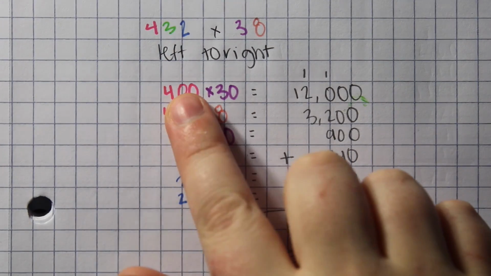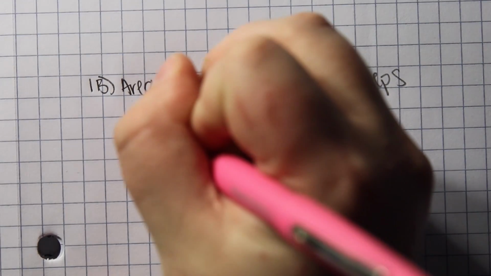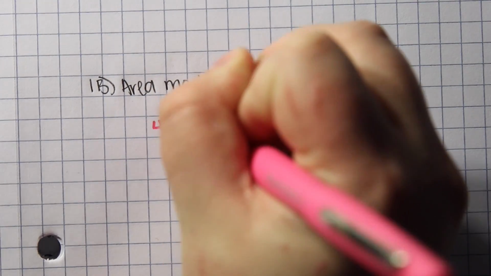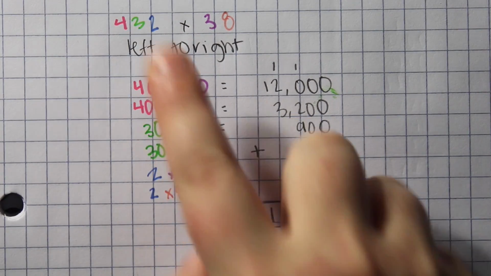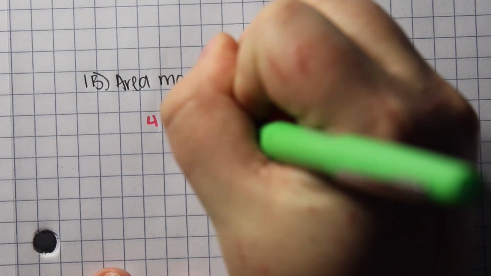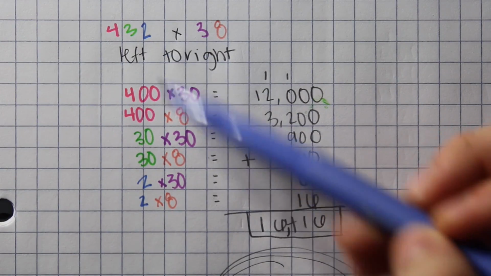So now we're moving on to representing what we did in our partial products through an area model, so representing the steps that we took. I'm going to start again by working from the left to the right and identifying the place values. So for 432, we're going to have 400, 30, and 2. I'm going to go ahead and use the same colors that I did with the partial products method.